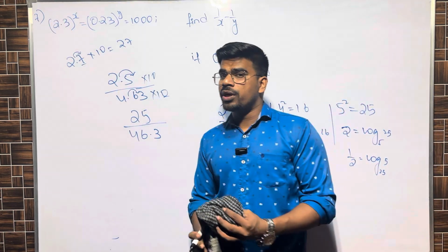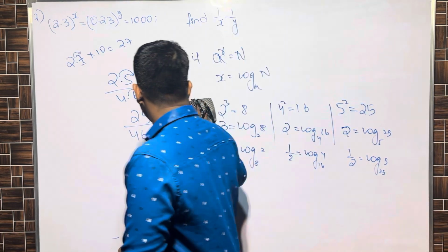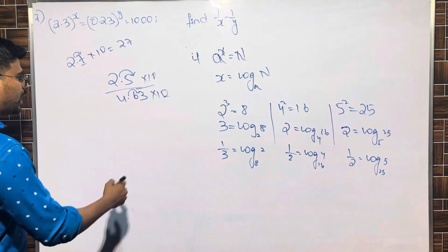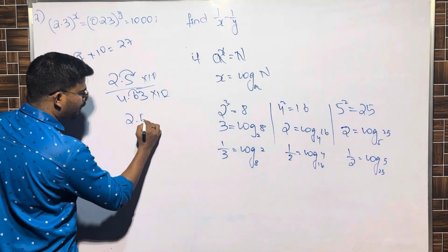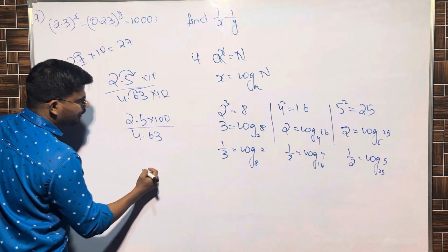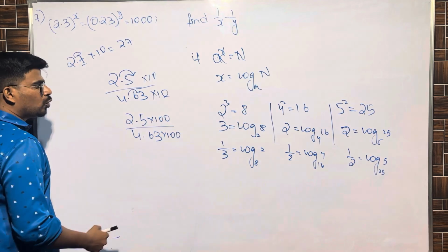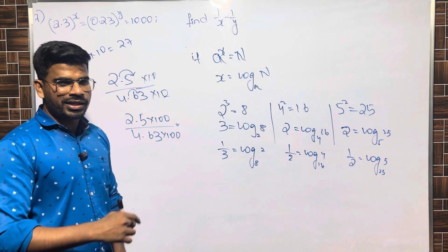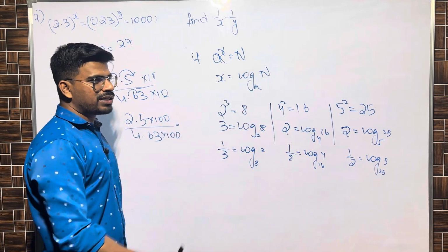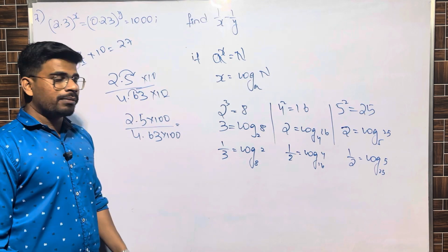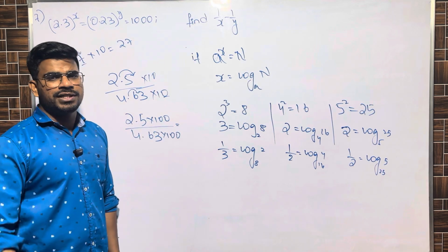So what was our main motive? Our main motive was to remove the point. So now, in order to remove the point, we have to multiply by 100. So it is 2.5 into 100 divided by 4.63 into 100. Now, 2.5 into 100: you will get a confusion here because 2 zeros are there, so the point should be shifted 2 numbers to the right, but there are no 2 numbers. Only 1 number is there, which is 5. How come?